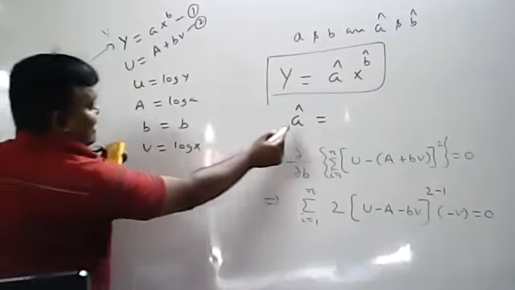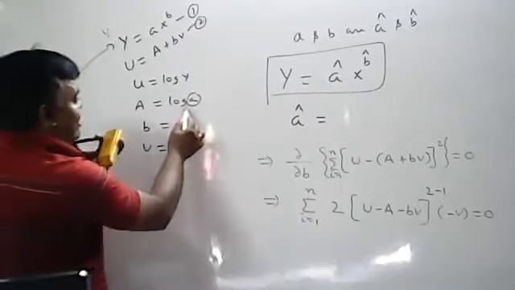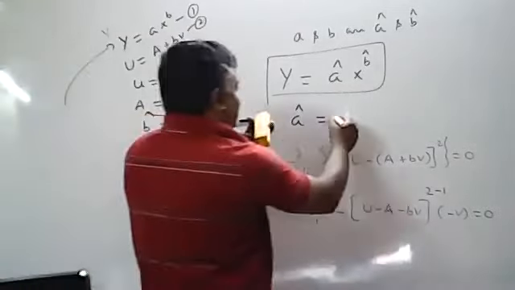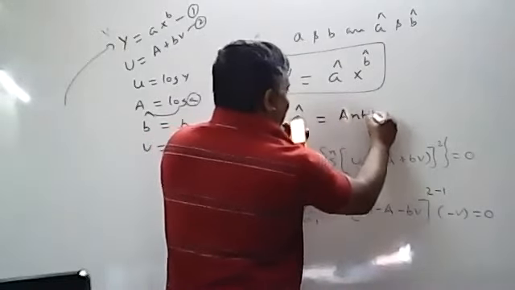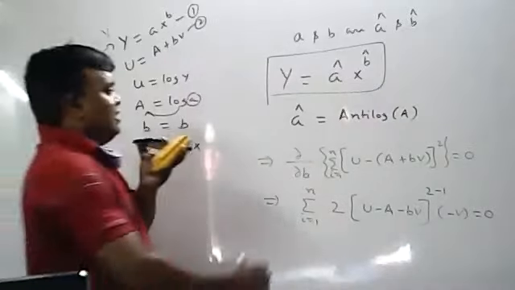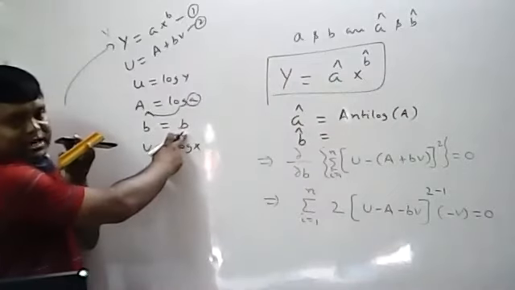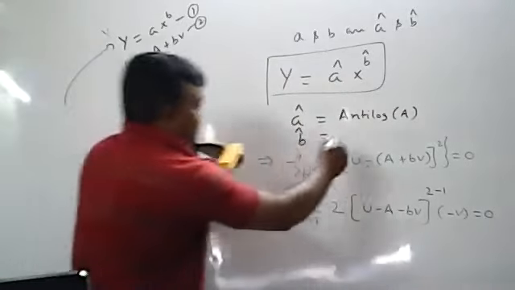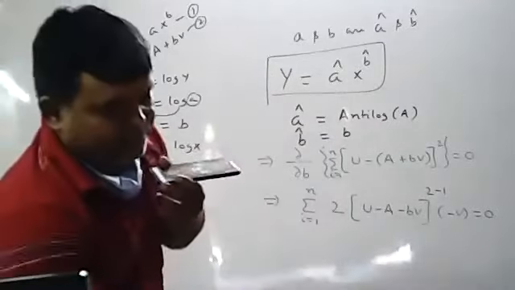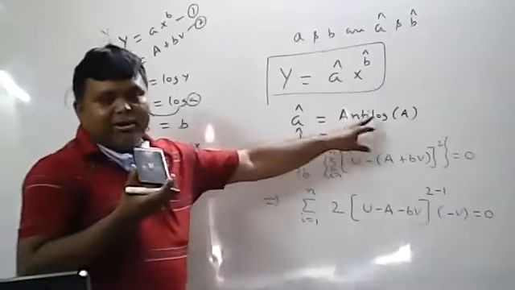Now see this one. Small a you have to calculate. Capital A is equal to log a, so I want small a. If you send log to this side, you will get anti-log. That means small a crown is nothing but anti-log of capital A. And small b crown equal to b value, which will be as it is. B value is not changed, so b crown equal to b only.